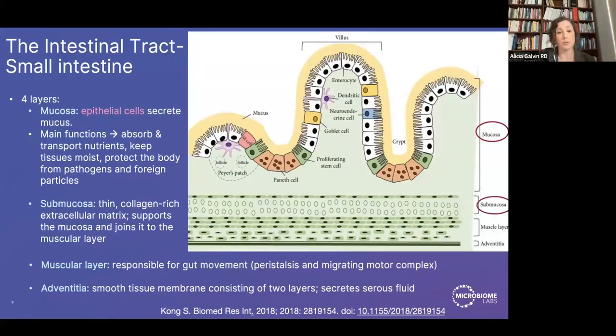We then have a submucosa, which is a thinner, more collagen-rich matrix, and it's supporting the mucosa. You then have a muscular layer, which is involved with peristalsis and the migrating motor complex, so it deals more with the motility aspect of the intestines. And then you have the adventitia, which is a smooth tissue membrane that has 2 layers, and it helps with secreting certain fluids. So, high level, there are 4-ish layers of our intestinal tract.